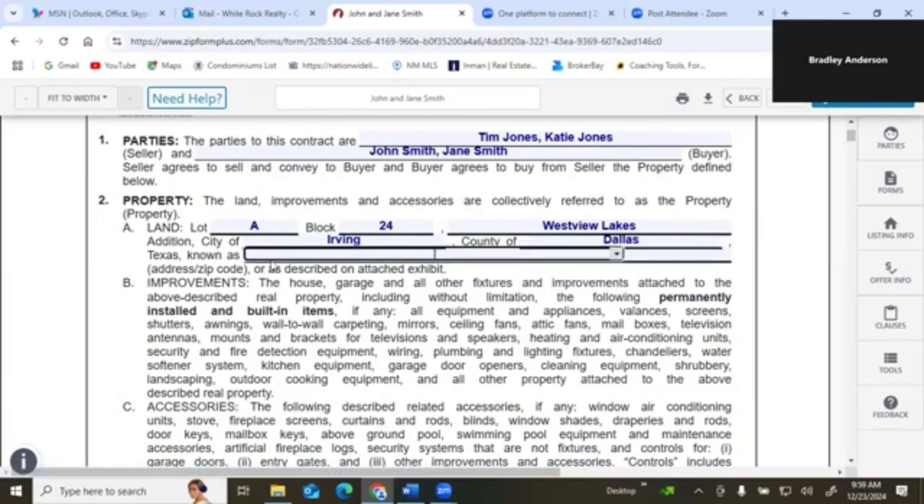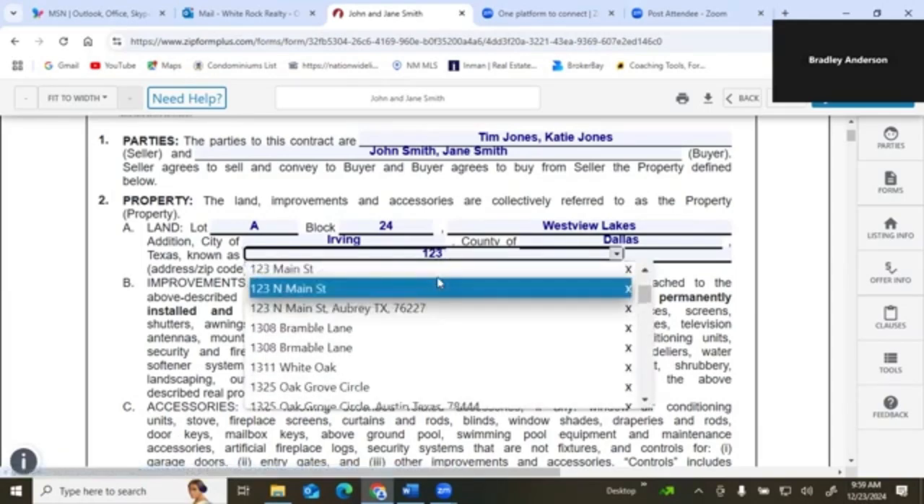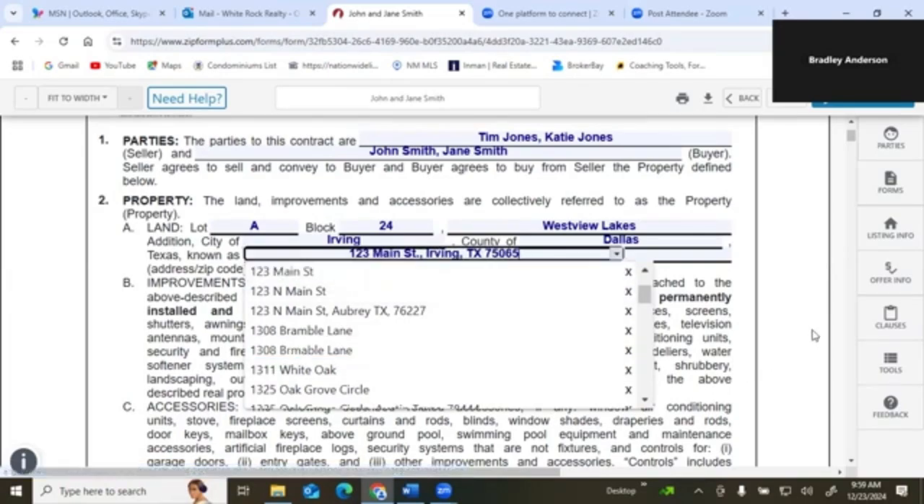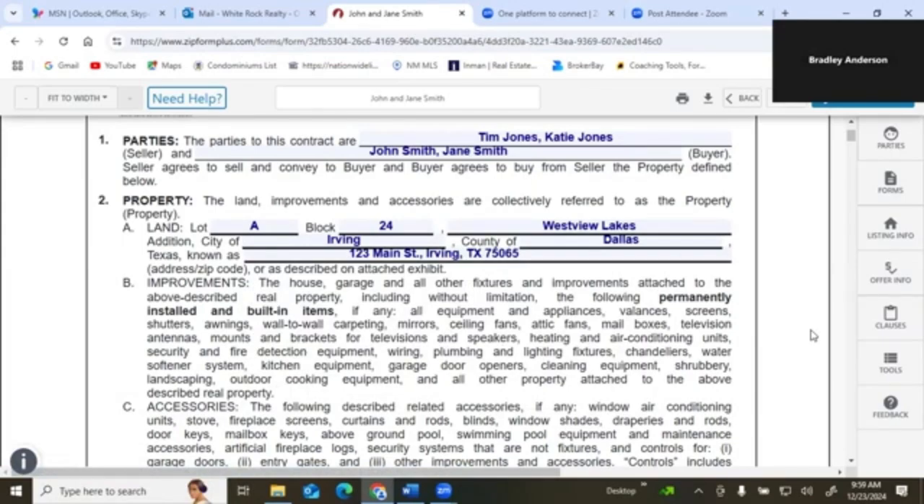Texas known as. So here's, they even tell you what this is. You're going to put the address and the zip code, or as described on the attached exhibit, which would be a deed or something of that nature. But 9 times out of 10, it's going to be the address. All right. So Main Street, let's just say Irving, Texas. Okay. All right. And then it goes on to say what is included in this sale.